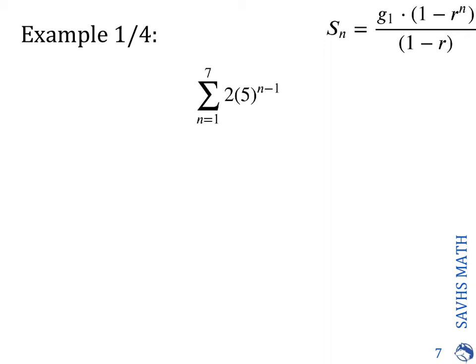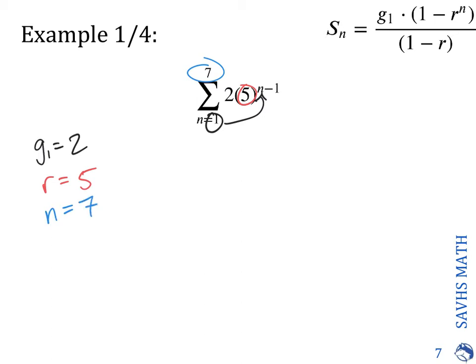Let's do the same exact thing here. Let's identify our G1, our R, and our N. G1 is our first term, and that's what happens when you put in 1 for N. So let's see what we get out. 1 minus 1 is 0. 5 to the 0 is 1. 1 times 2 is 2, so G1 is 2. Our R is what we're multiplying by each step, and that's the 5. That's the thing that's inside the parentheses. That's the thing that has the exponent on it. And then our upper bound is the number of terms we're adding, so N equals 7.